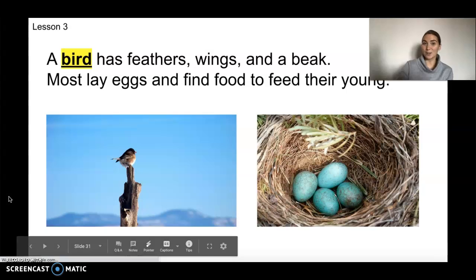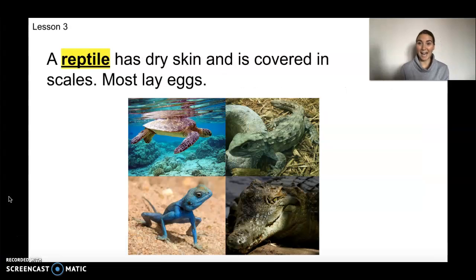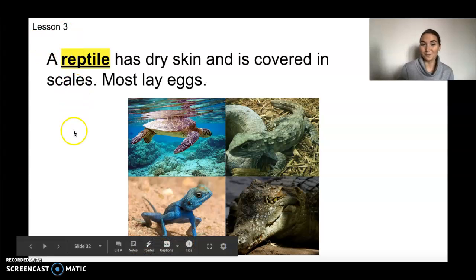Let's look at the next group, called reptiles. A reptile has dry skin and is covered in scales. Most reptiles lay eggs. Look closely at these pictures, boys and girls. Do you see the dry, scaly skin on these animals? If an animal has dry, scaly skin, it is most likely a reptile.